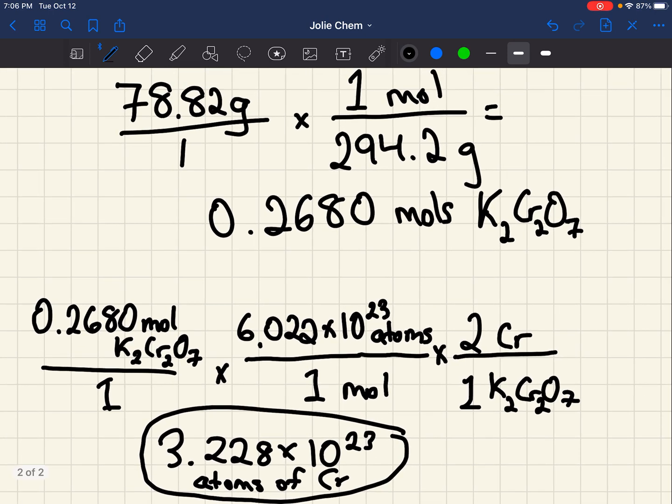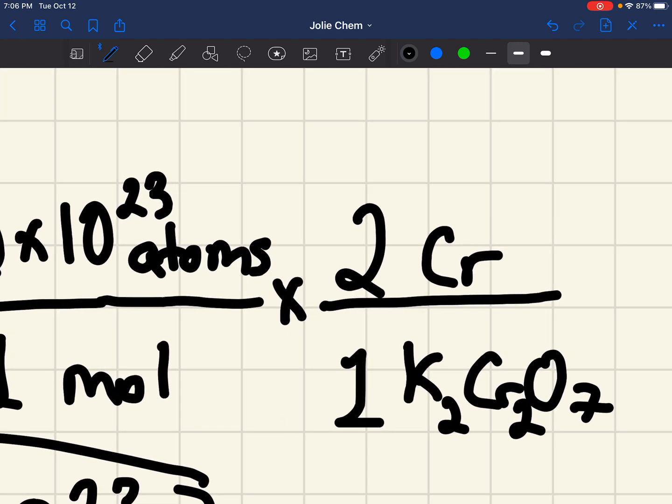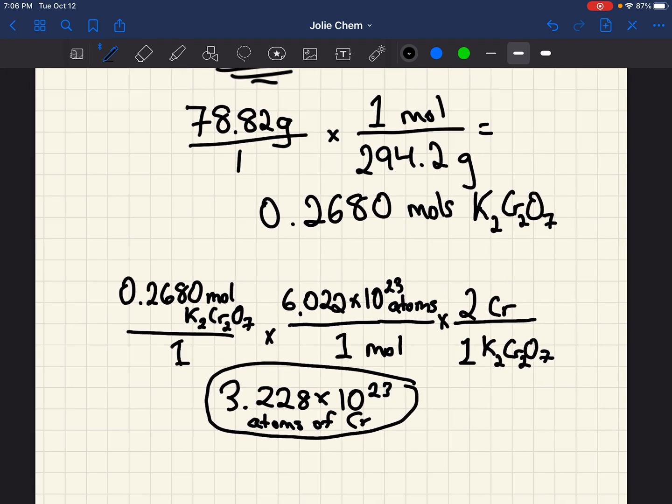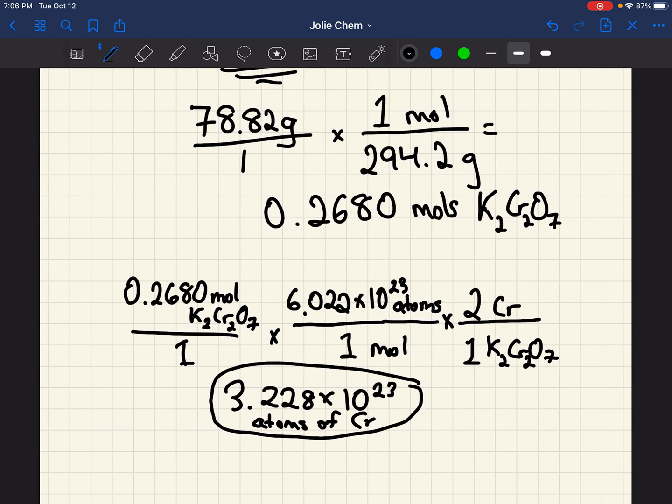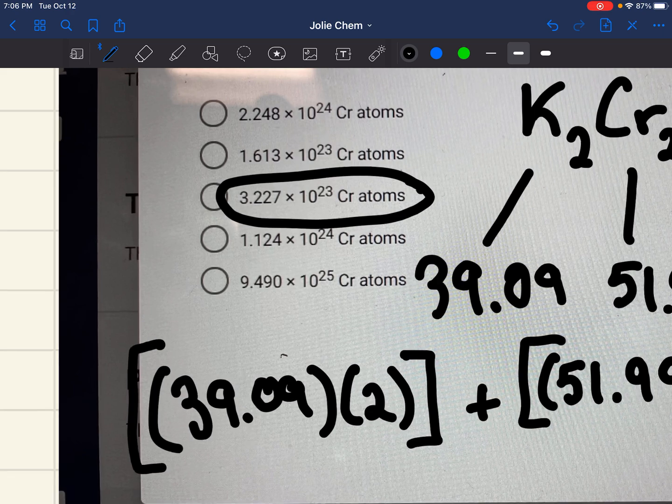So everyone follows, right? You know how to convert from moles to atoms, but you have to make sure that you're only getting the chromium. So if there's 2 chromium for every potassium dichromate, you have to do times 2. Same way we do combustion: if there's 2 hydrogens for every water, you have to multiply by 2. So that's how we get to 3.227.